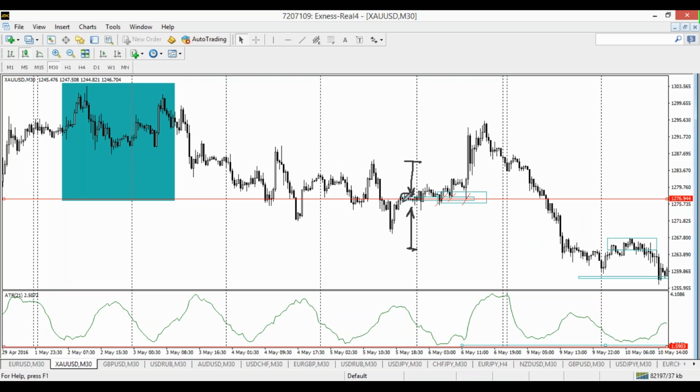Do you see this sequence? Of course, it is the night session, right? It is the time between the closing of the US markets and the opening of Asian markets.